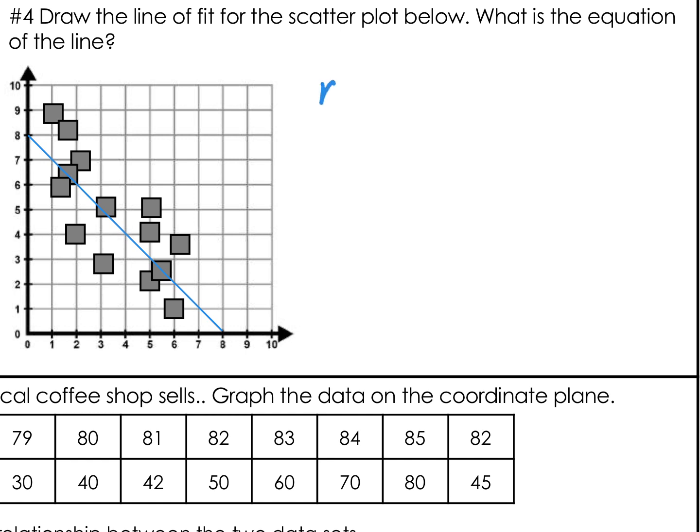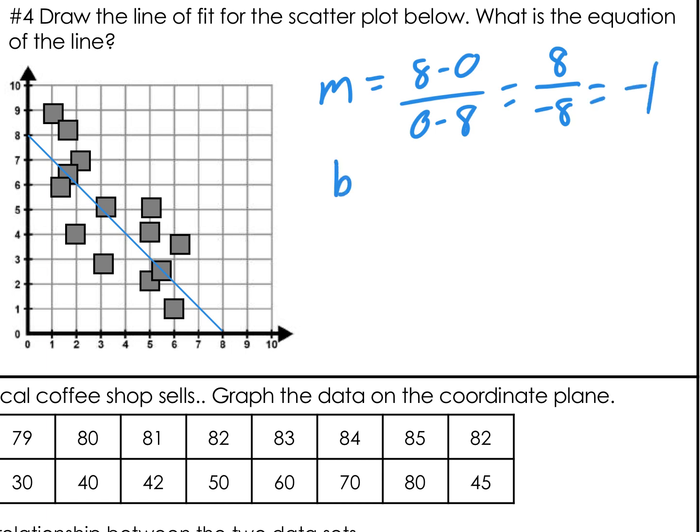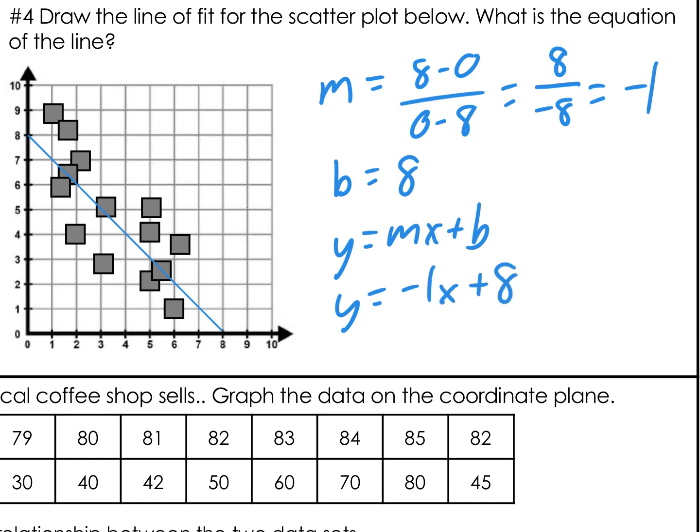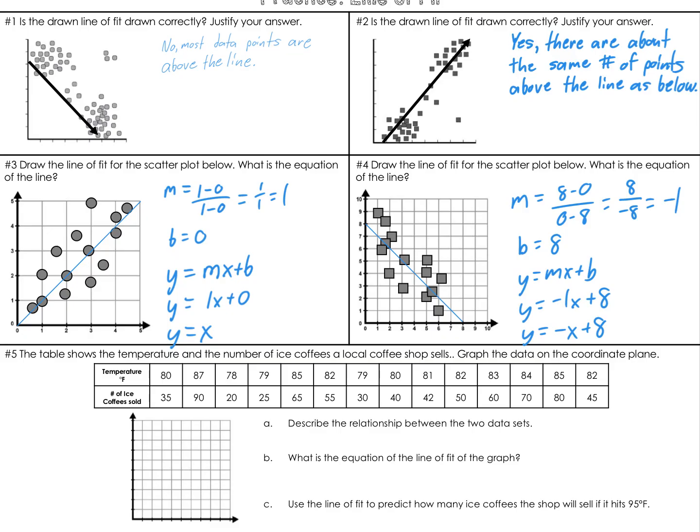Now let's do the same thing for number 4. There's our line of best fit. We're going to take our slope and find 2 points, in this case 0, 8, and 8, 0, and solve for the slope. So 0 minus 8 is negative 8, and 8 minus 0 is 8. We get a slope of negative 1. Our y-intercept is at positive 8. And then we're going to write our equation, y equals mx plus b, as y equals negative x plus 8.